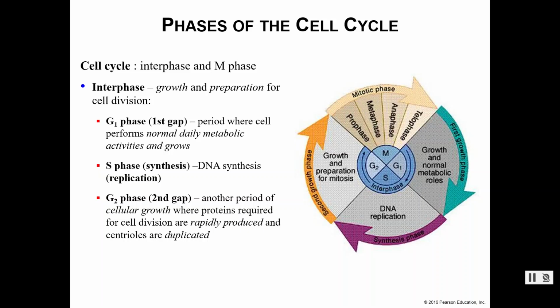During the G1 phase, or the first gap phase, the cell is doing normal daily metabolic activities, and it's growing a little bit as well. Most of a cell's life cycle is spent in interphase. It's doing its daily metabolic activities. So mitosis, the next phase we'll talk about, is actually a very small portion of the cell's entire life cycle.